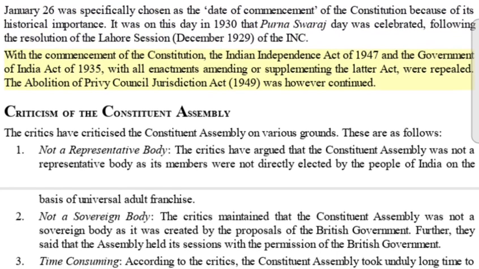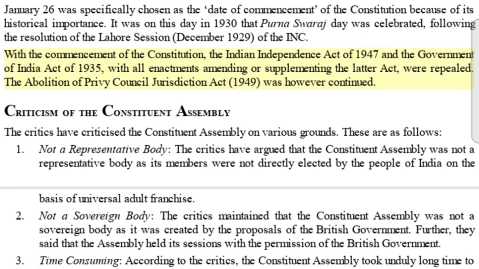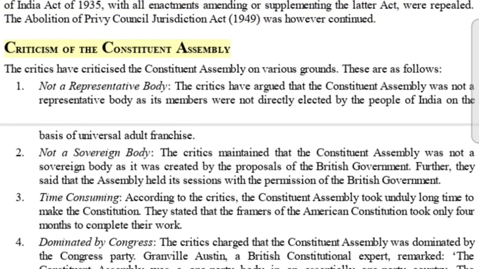With the commencement of the Constitution, the Indian Independence Act of 1947 and the Government of India Act of 1935, with all enactments amending or supplementing the latter act, were repealed. The Abolition of Privy Council Jurisdiction Act 1949 was however continued. Criticism of the Constituent Assembly.